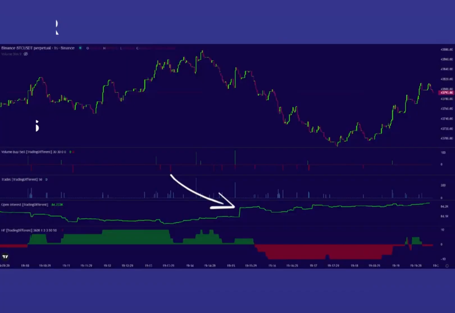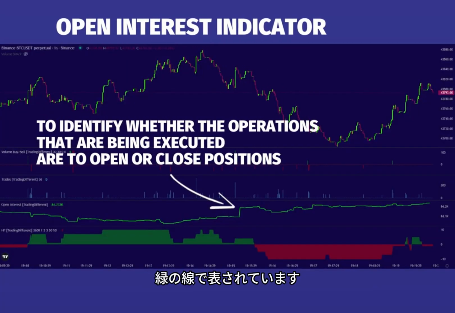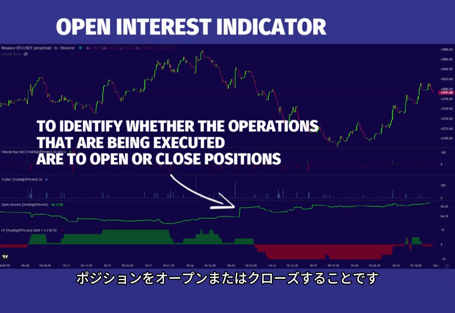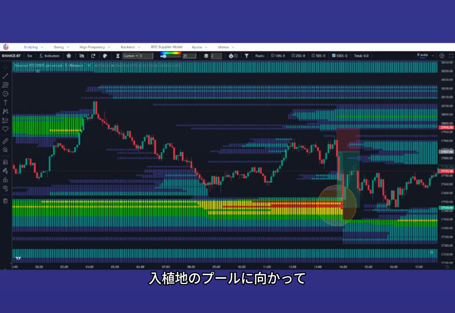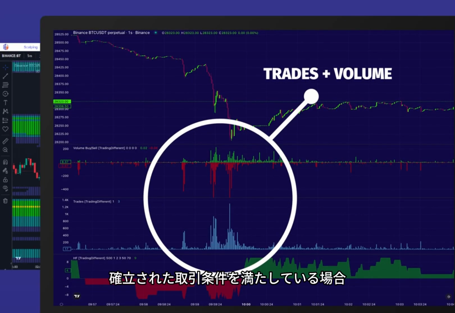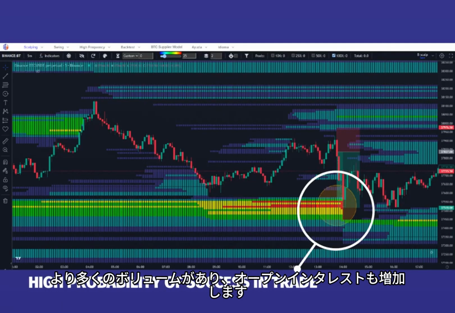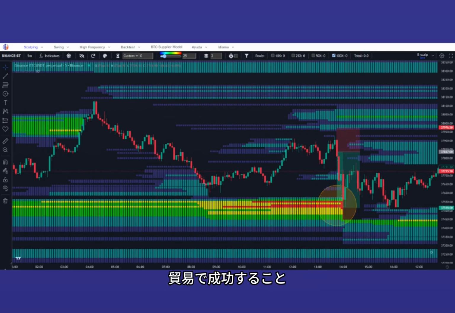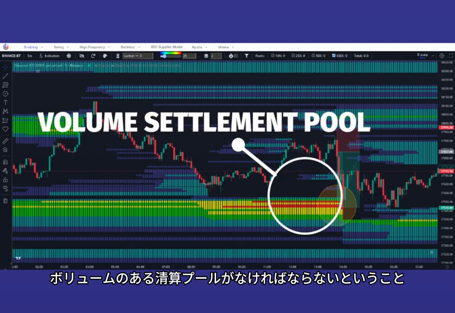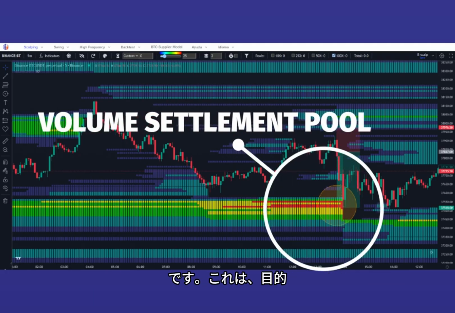The open interest indicator is represented with a green line, and will help us identify, in more detail, if the operations that are being executed, at the level of seconds, are to open or close positions. This is very useful information for operating trades towards the settlement pools, since, if it meets the established conditions, of trading more volume, and also increases the open interest, it offers us a very high probability of being successful in the trade. The condition is that there must be a liquidation pool with volume, which will be the objective, through which the high-frequency bots will go, when they begin to appear previously on the graph.